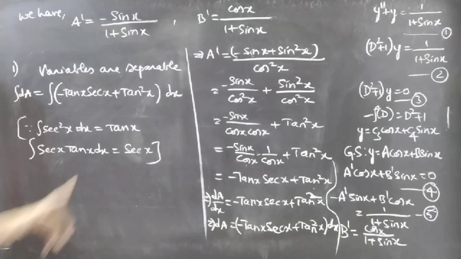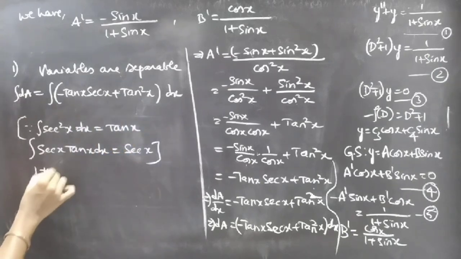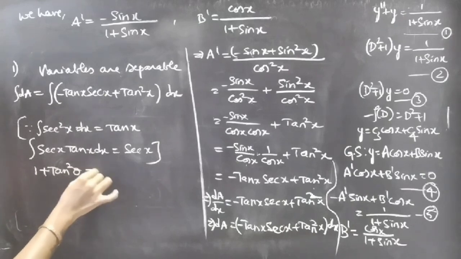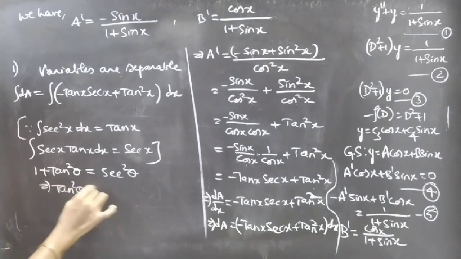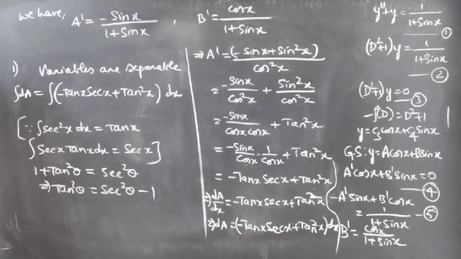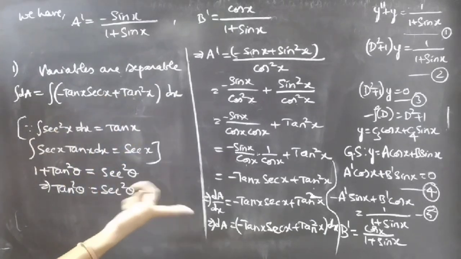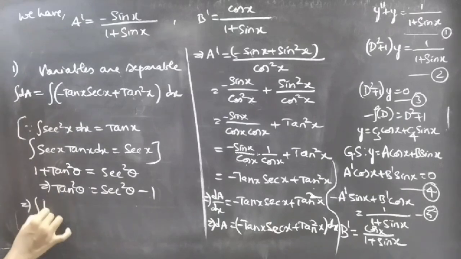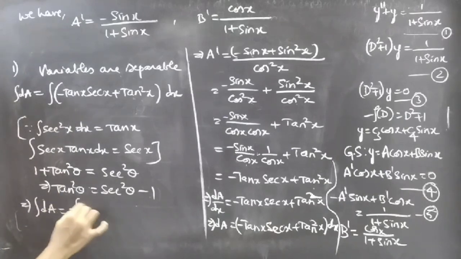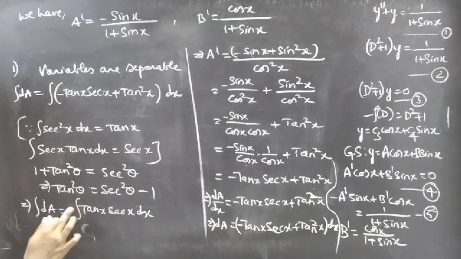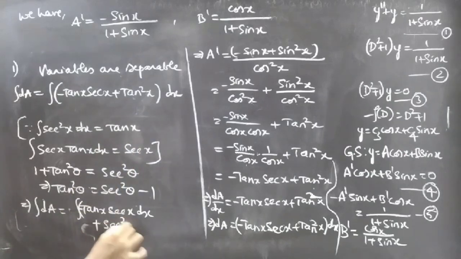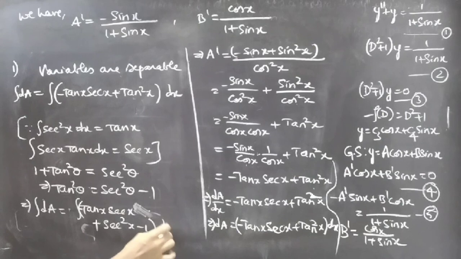But in the second term of the integrand, we have tan square x. So we can use the identity 1 plus tan square theta equals secant square theta. From this, we get tan square theta equals secant square theta minus 1, right? So we can replace tan square x with secant square x minus 1. Then this becomes integral dA equals minus integral tan x secant x dx plus, let's simplify it, just replace tan square x with secant square x minus 1 into dx.